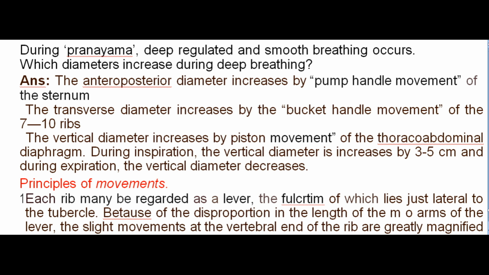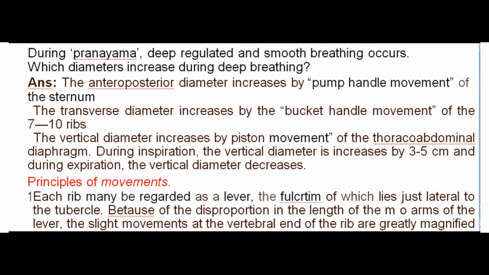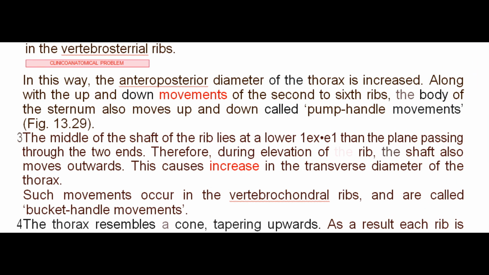Principles of movements. 1. Each rib may be regarded as a lever, the fulcrum of which lies just lateral to the tubercle. Because of the disproportion in the length of the arms of the lever, the slight movements at the vertebral end of the rib are greatly magnified at the anterior end, Fig 13.28.